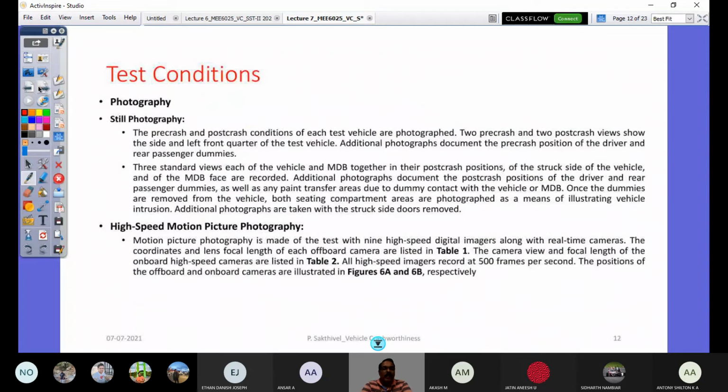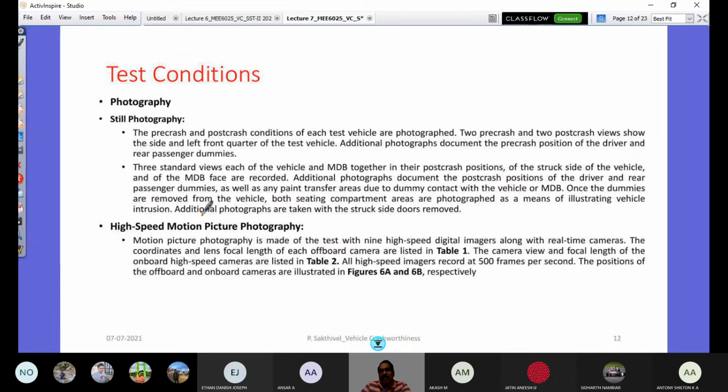Photography is very important because it completely captures the event, and it is quite useful for further analysis to do the complete evaluation of the crashworthiness of the vehicle. You have to have still photography for documentation, as we discussed in the morning session. Of course, you have additional views because of the side impact. High-speed motion camera photography is again very important, but the placement of the cameras is what we have to see now for this side impact test.